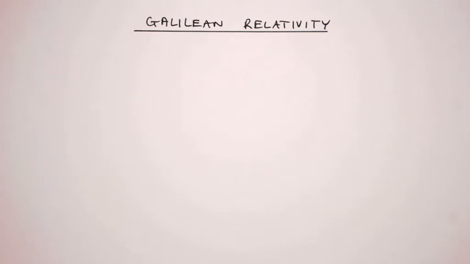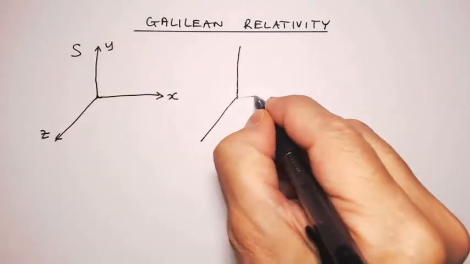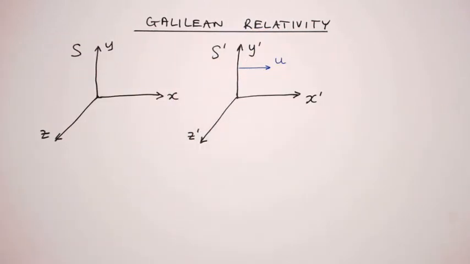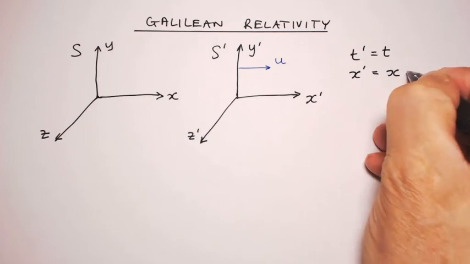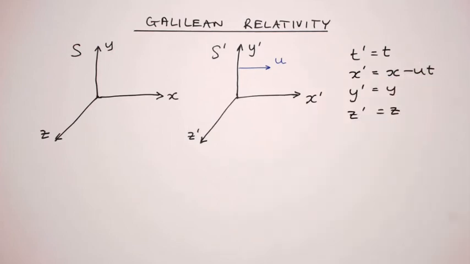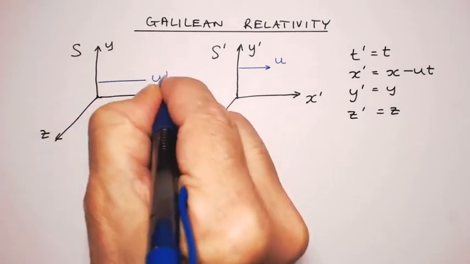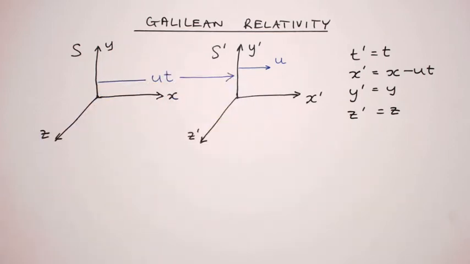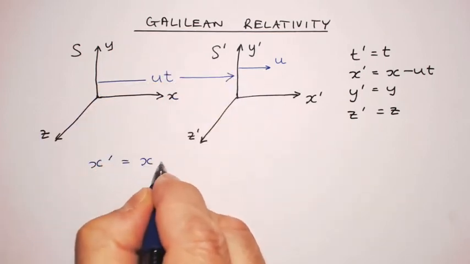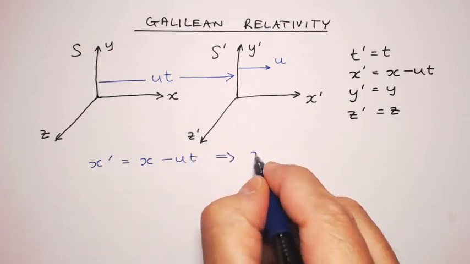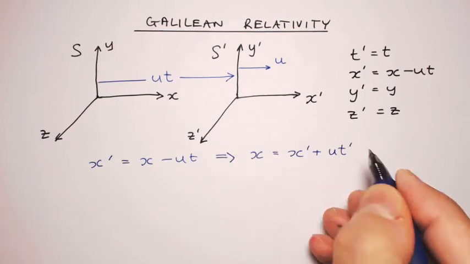We have encountered a form of relativity before, namely Galilean relativity. Consider frames S and S' in standard configuration, and let the coordinates transform from S to S' as follows. So time is the same in both frames, and x and x' have an offset ut. Transforming the other way from S' to S, we have x equals x' plus ut'.